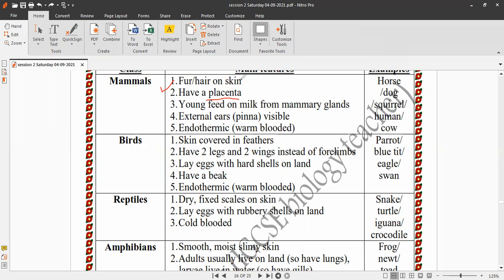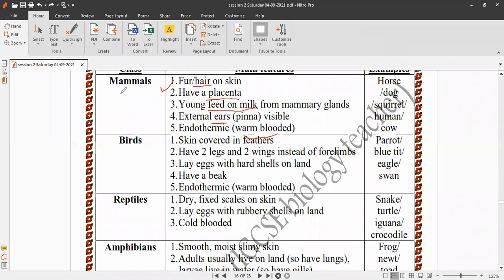Sir, I have a question. Yeah, ask. Sir, in the IGCSE exam, how many features do we need to write so we can get the full mark for the question? 3 or 4. Because the first one, mammals have hair and also young feed on milk. This is specific for mammals. And external ears is a visible one and warm-blooded.